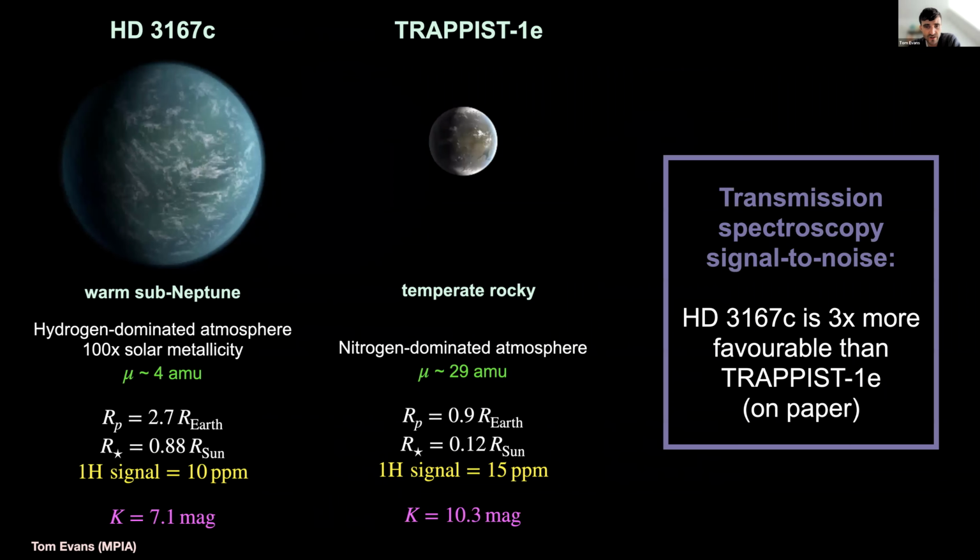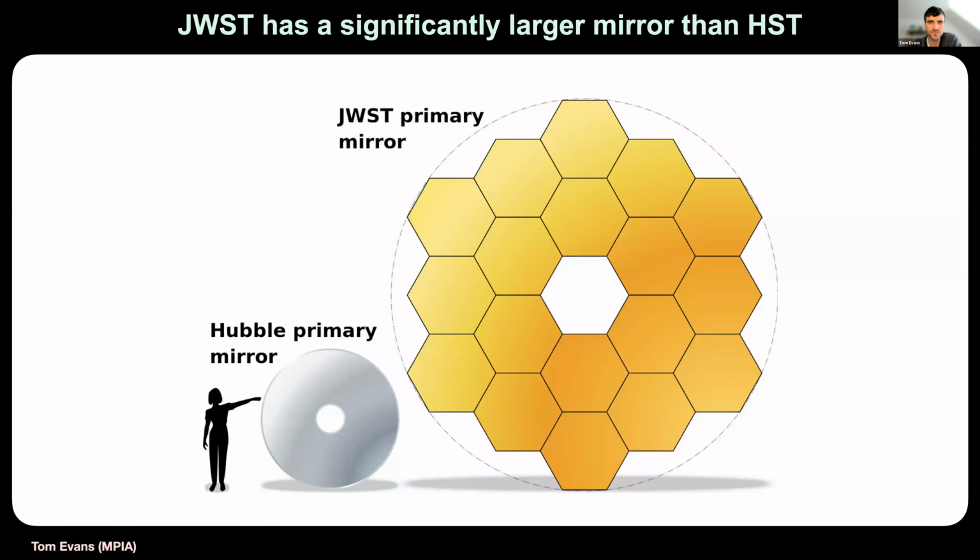Given that, the actual signal to noise of HD 3167C observations on paper should be around 3 times higher than for equivalent TRAPPIST-1 observations. And remember that on the previous slide, I was showing that we're really struggling to detect spectral features in the atmosphere of HD 3167C with 5 co-added HST transits.